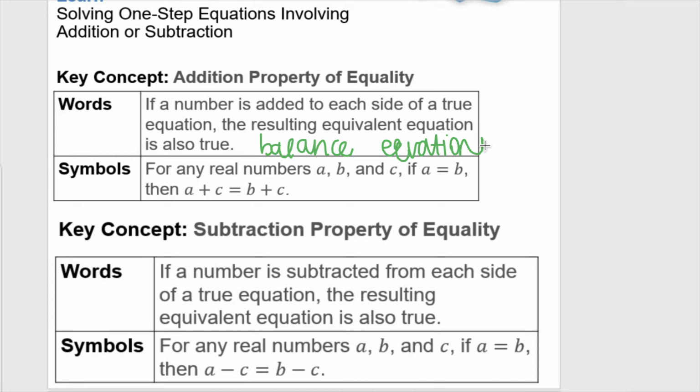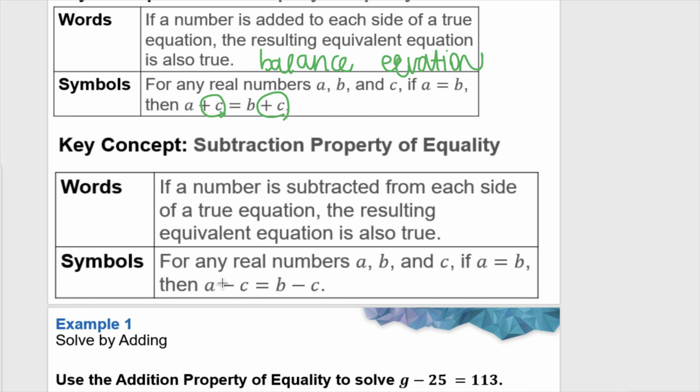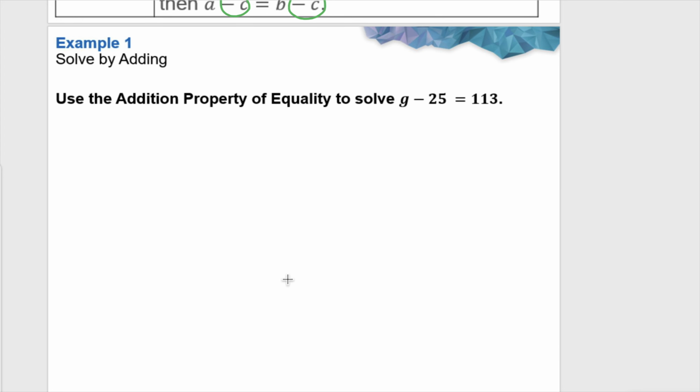Your teachers in the past might have said, whatever you do to one side, you must also do to the other. So in this case, if I add C to the left side, I also have to add C to the right side, and vice versa. If I subtract C from the left side, I must also subtract C from the right side, to see what I can do to get some variables by themselves. So we're going to try that here with example 1.